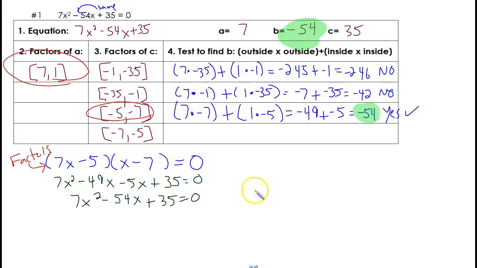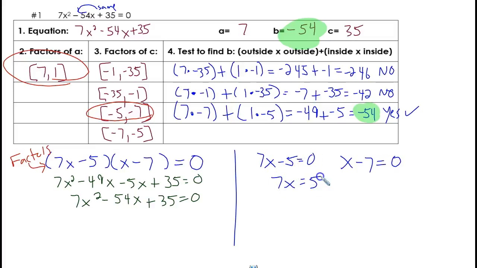To find the solution, we take those factors and we use what's called the zero product property. We take the 7x minus 5 and set it equal to 0. And we take the x minus 7 and set it equal to 0. Add 5 to both sides. Divide both sides by 7. 5 over 7 is one of the factors.